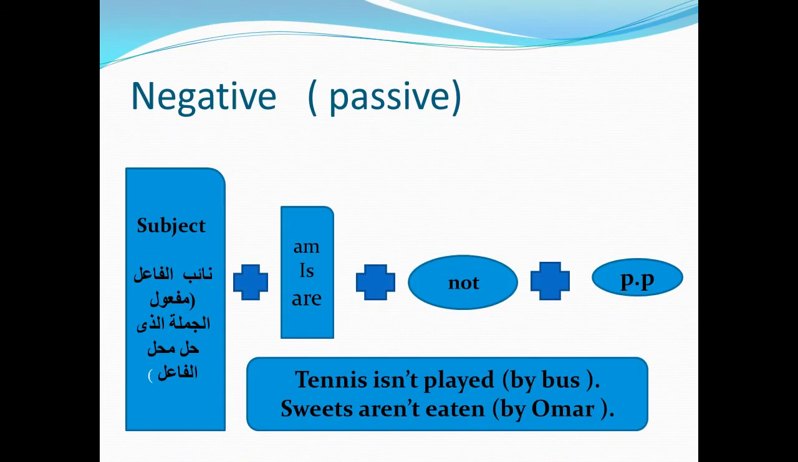If we want to make the passive form of the same tense, of course, verb to be, am, is, are, we add not, and then the past participle. Tennis is not played. Sweets are not eaten. Okay?